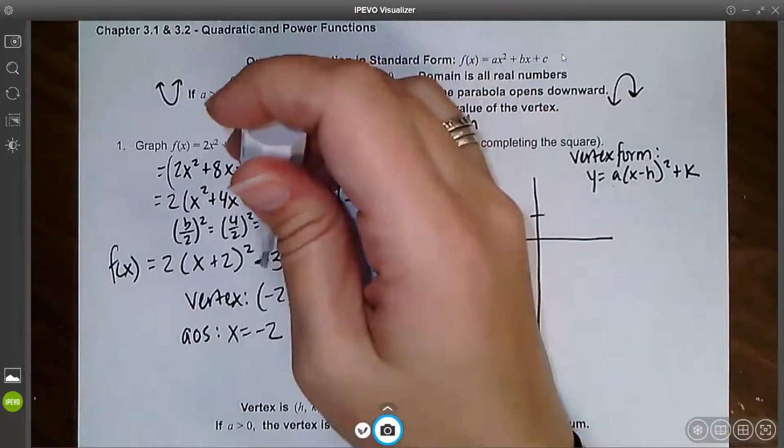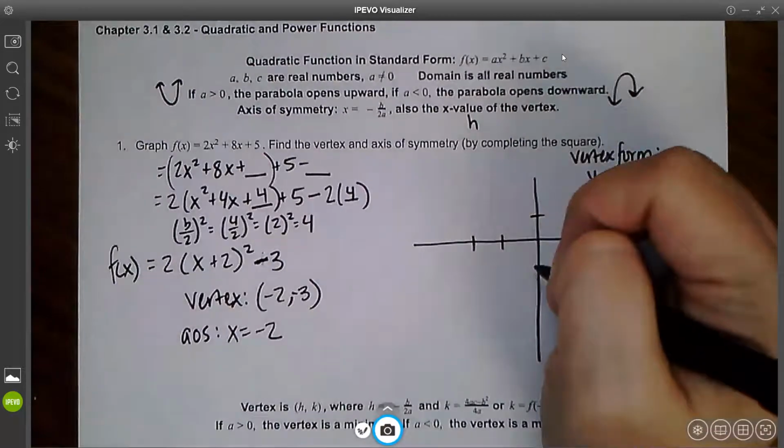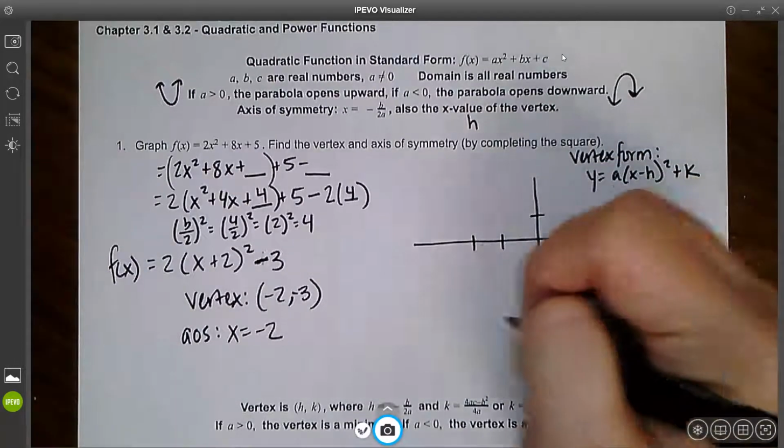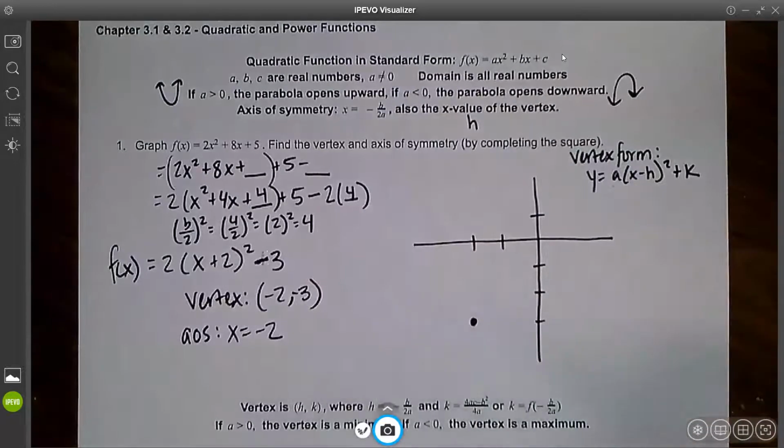5 minus 8 is -3, so now that's a negative. And my vertex is at -2, -3, so I'm going down 1, 2, 3. This is positive, so it's going to open upward.